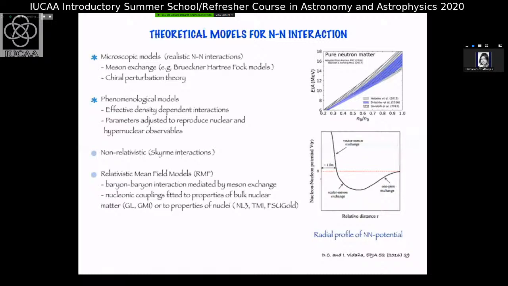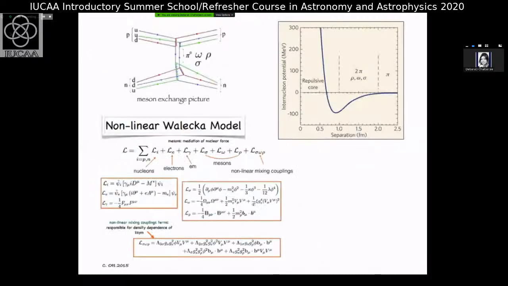So just to give you an example, I'm not going into the details of the model, but this is a relativistic mean field model. On the right-hand side, you see a figure of the nucleon-nucleon interaction potential with distance between them.